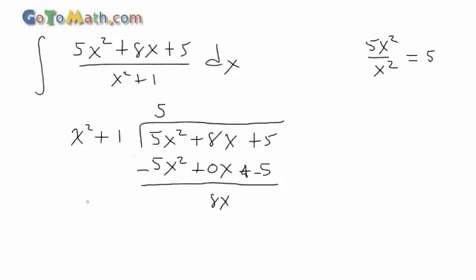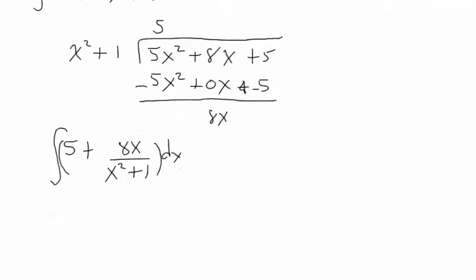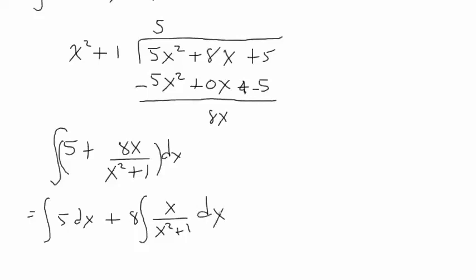Now what we're going to do is take this piece here, 5, plus, and then go down here to this guy, 8x over x squared plus 1. Now we can rewrite all this dx. Let's put a parentheses around all this stuff here. Okay, so we're getting close now. Alright, I'm going to break this up into two separate integrals here. 5 dx plus the integral, and let's take this 8 and just bring it out front for right now. dx.